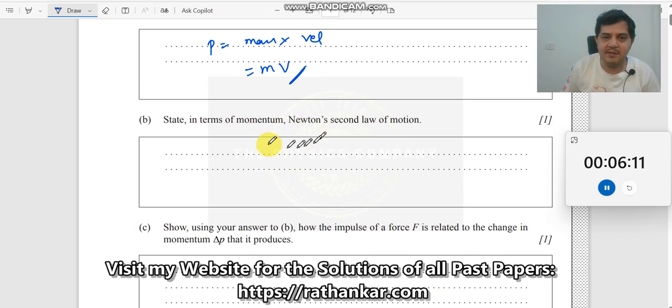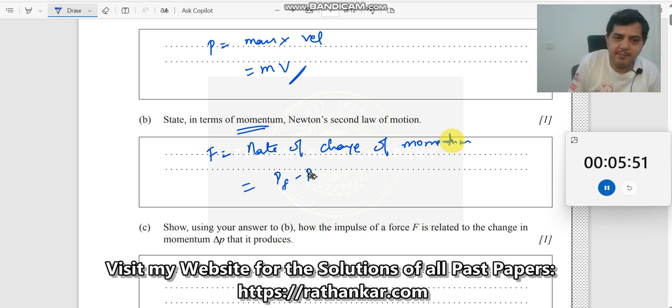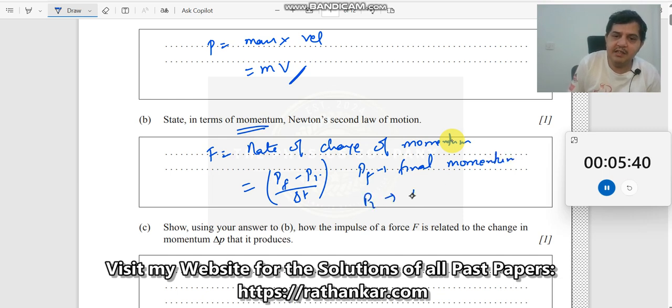Next, state in terms of linear momentum Newton's second law of motion. What is Newton's second law of motion in terms of momentum? That's what you need to mention. It tells you that F is equal to the rate of change of momentum. So this is what you need to write, and at the same time you should write that this is equal to Pf minus Pi divided by delta T, where Pf is the final momentum and Pi is the initial momentum. You definitely need to write this much because you are stating the law in terms of momentum.